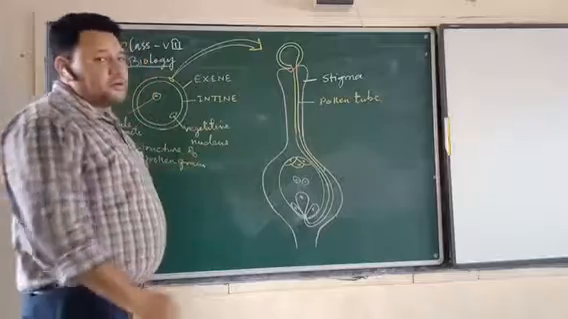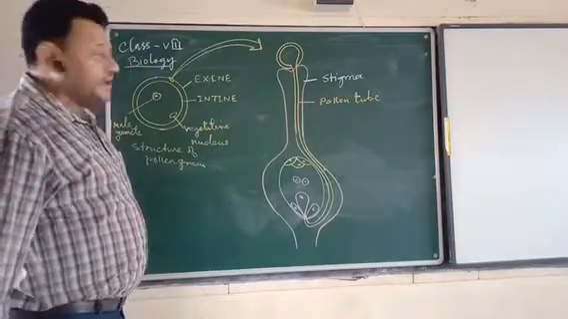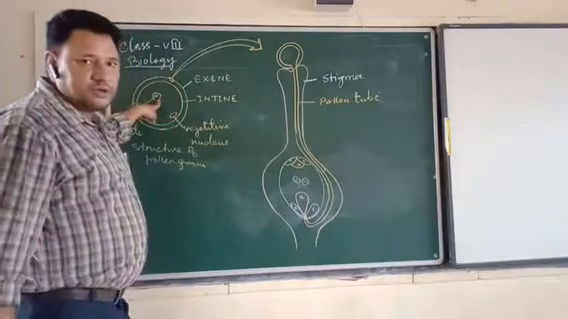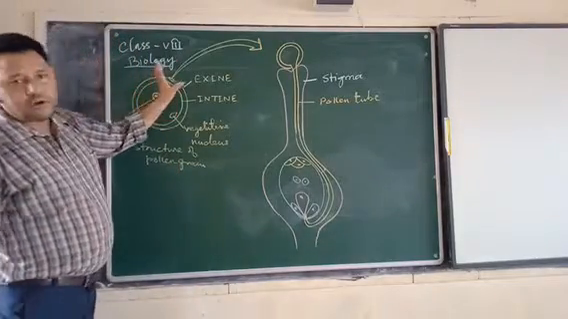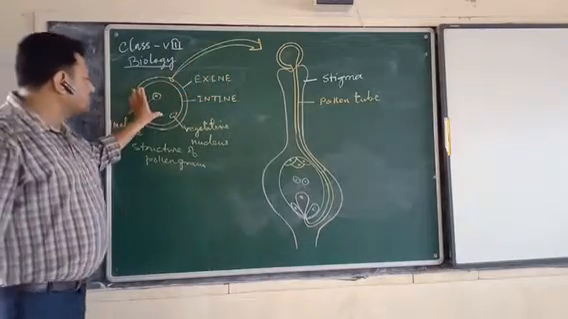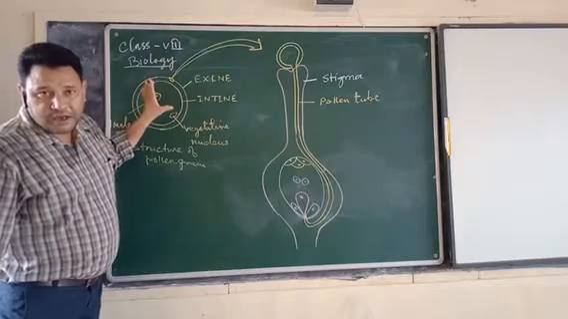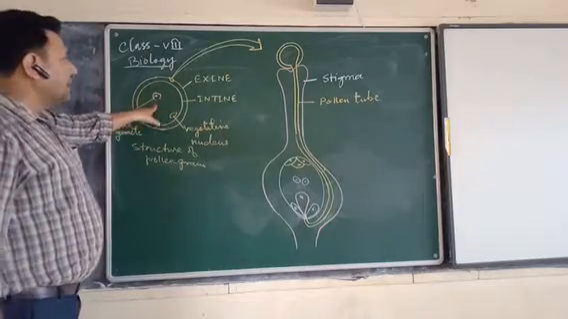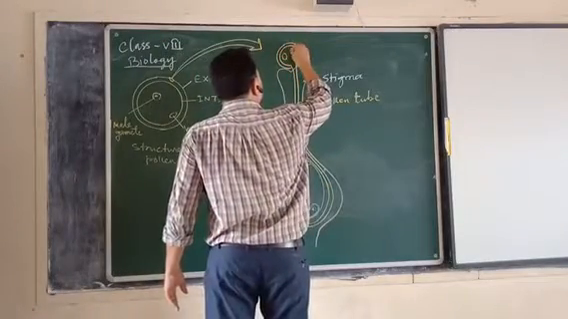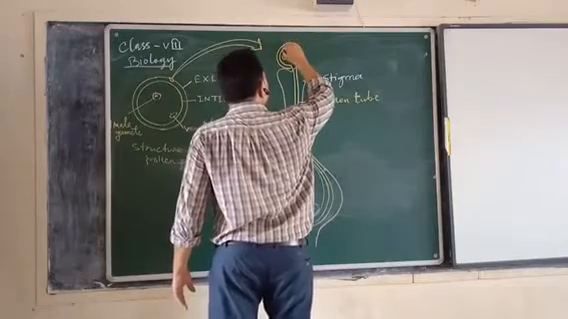One more characteristic development can be seen here. This male gamete was single here. Before going to the stigma, this pollen grain was having two nuclei. Okay? Now, this male gamete will divide to form two male gametes and a vegetative nucleus.